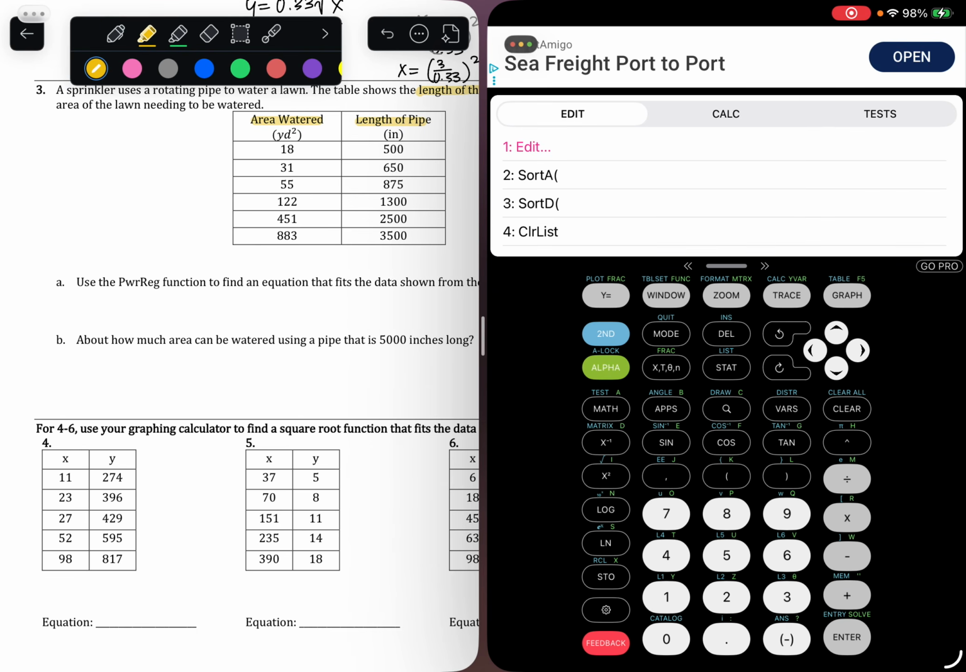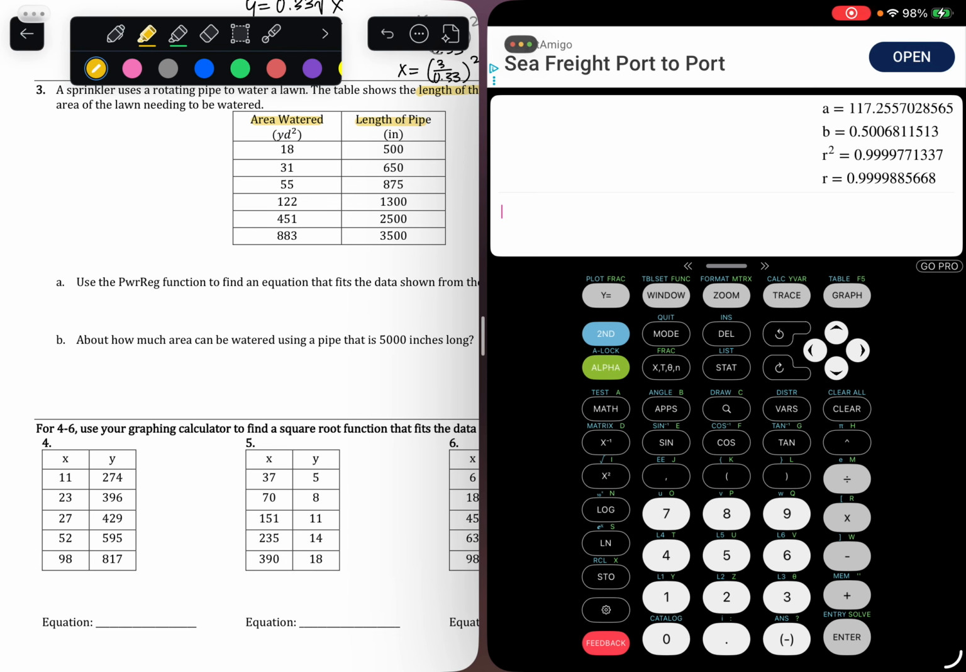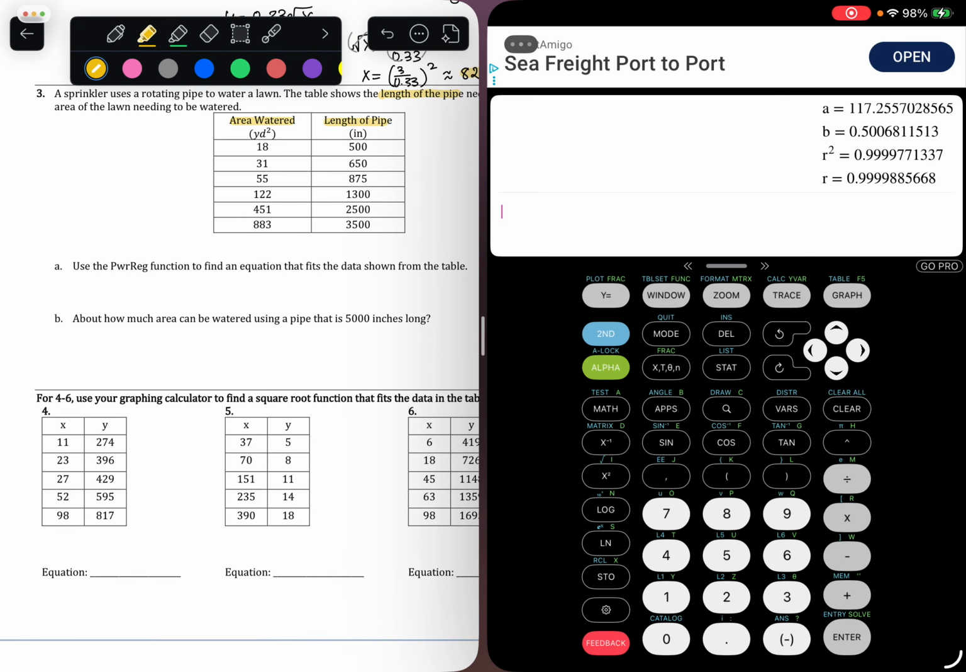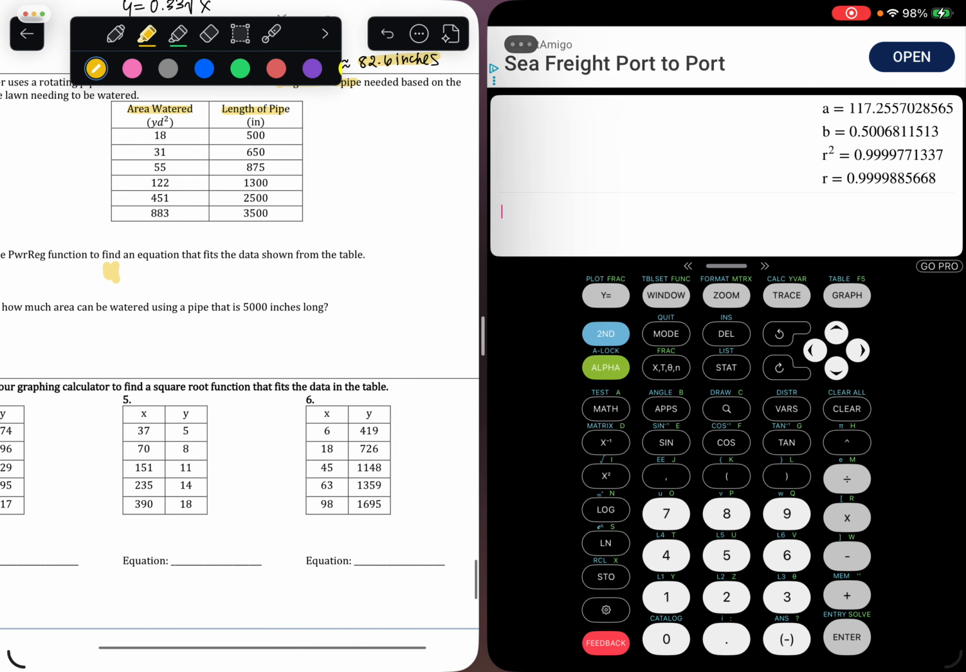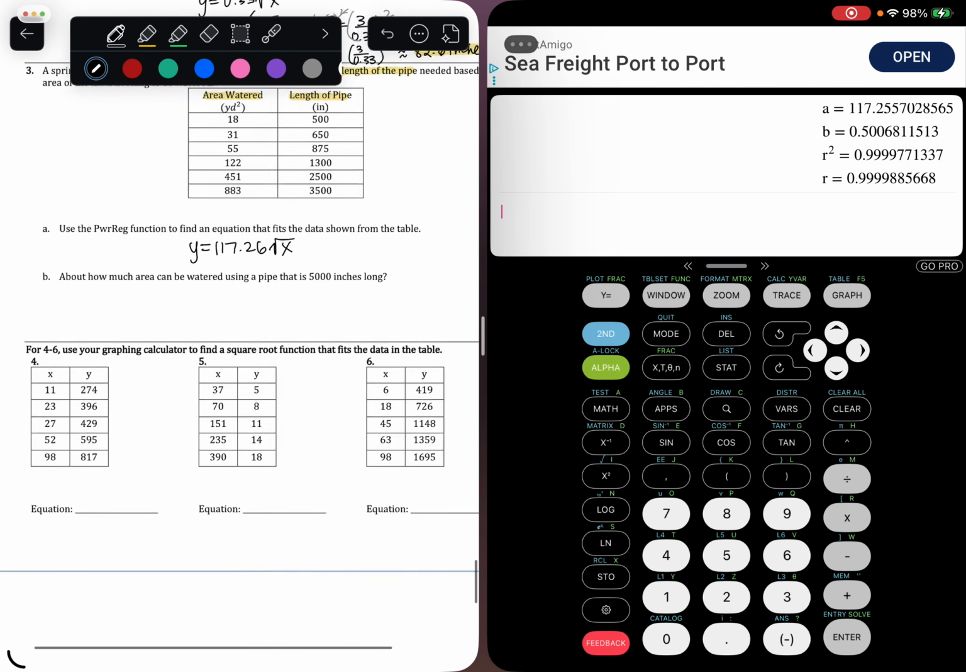And then stat, go to the right, press calc, scroll up for option A, calculate. And then here we see our B value is really close to 0.5 and that our A value is 117.26 square root of x. Okay.